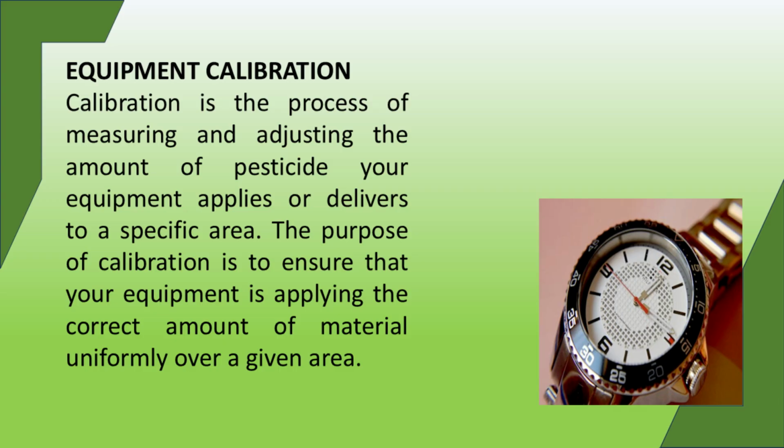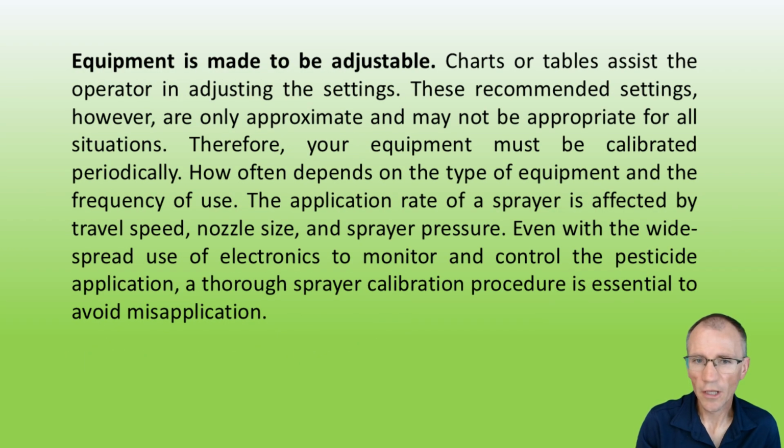Calibration is the process of measuring and adjusting the amount of pesticide your equipment applies or delivers to a specific area. The purpose of calibration is to ensure that your equipment is applying the correct amount of material uniformly over a given area. It's important that we all understand that equipment is made to be adjustable. Charts or tables assist the operator in adjusting the settings. These recommended settings, however, are only approximate and may not be appropriate for all situations. Therefore, your equipment must be calibrated periodically. How often depends on the type of equipment and the frequency of use.